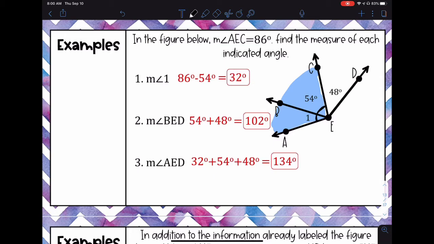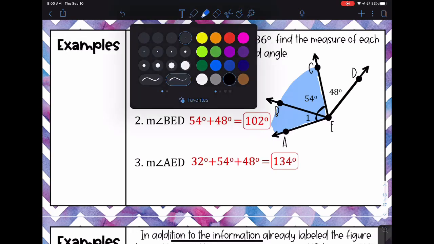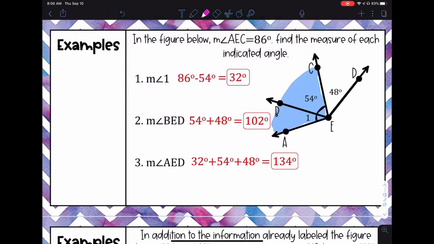So I'm going to take away right here what's in hot pink in order to give me what's left so I can find angle 1. So I'm going to take my 86, which is up here in my story, and I'm going to subtract 54 from it, and it's going to give me my leftover, which is 32. Okay, let's try another one.